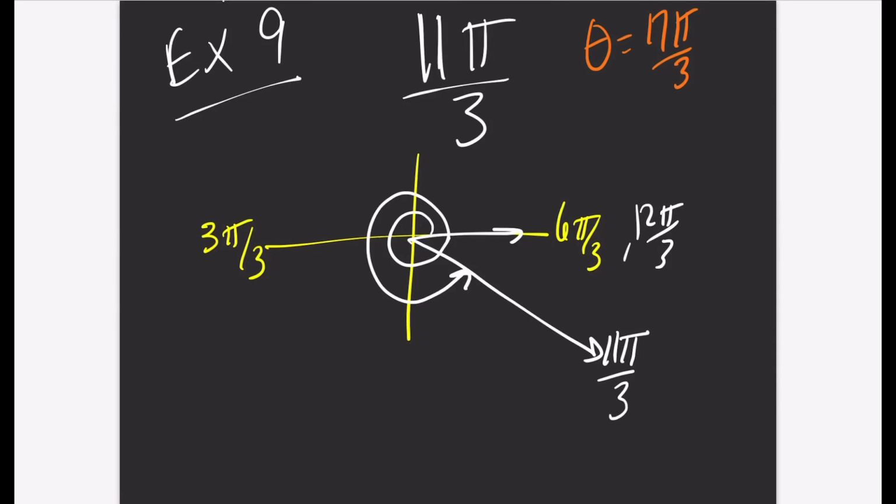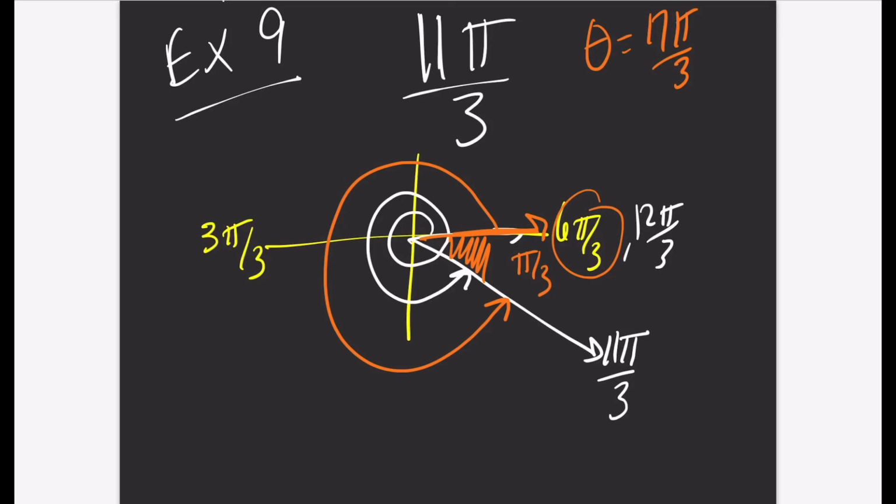So notice that it is the angle that goes from here, goes this way and stops right here. If you remember when we started graphing, this right here is 1 pi over 3. If 1 full revolution is 6 pi over 3, and if you take away 1, that leaves you with 5 pi over 3. So both of those are coterminal to 11 pi over 3.